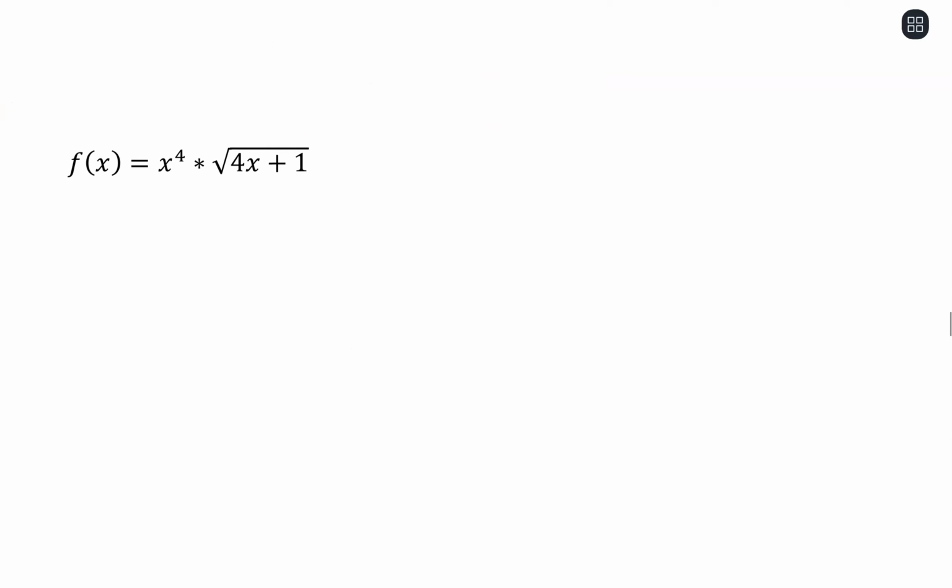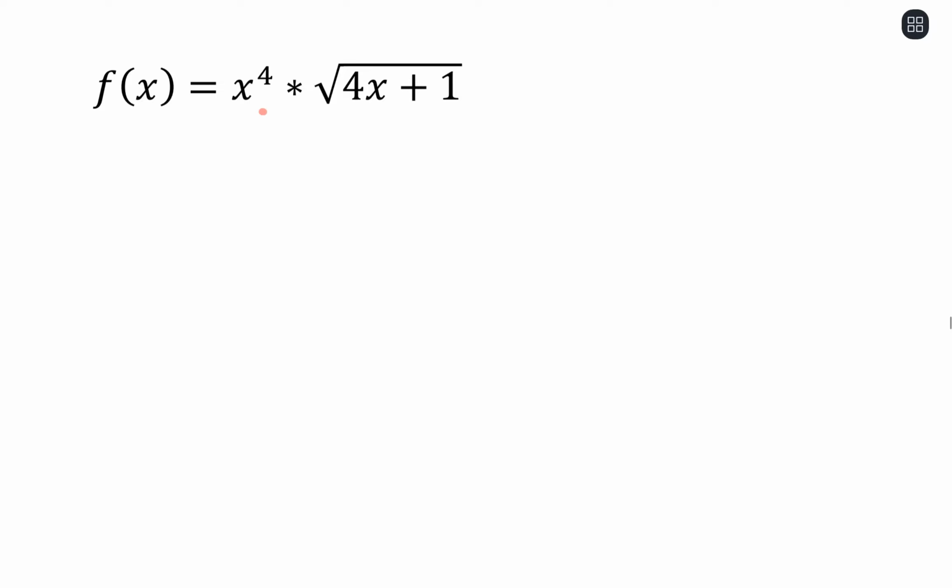All right, let's take a look at this with our product rule. So we have a function: x to the fourth times square root of 4x plus 1. And if it's helpful, which it is, when I see that square root, I'm going to change it to a power. So x to the fourth times, in parentheses, 4x plus 1 raised to a power of 1/2, instead of having this square root symbol.